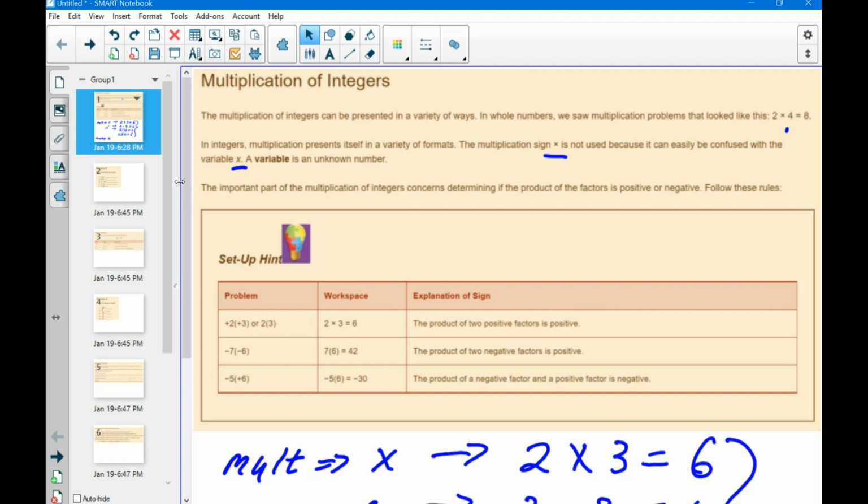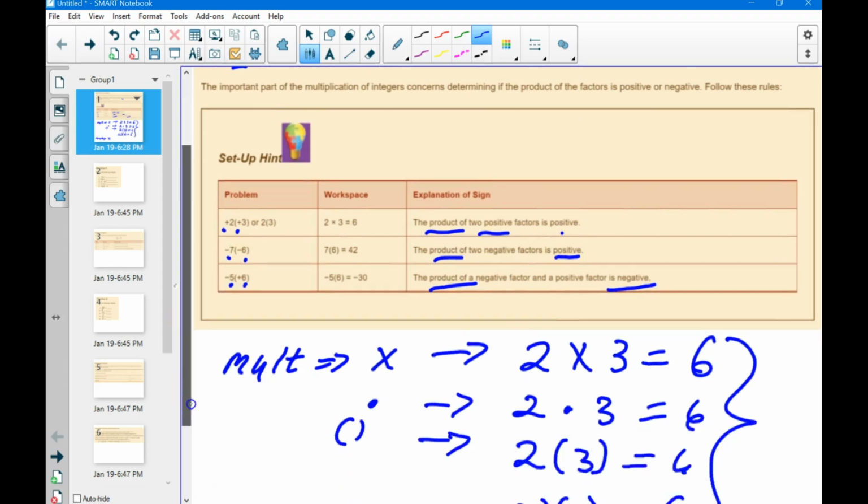Looking down here, we have a positive 2 and a positive 3. If we have the product of 2 positive factors, the answer is positive. If we have a negative and a negative, the product of 2 negatives is positive. If we have a negative and a positive, the product is going to be negative.